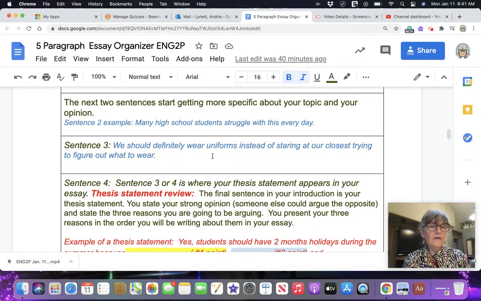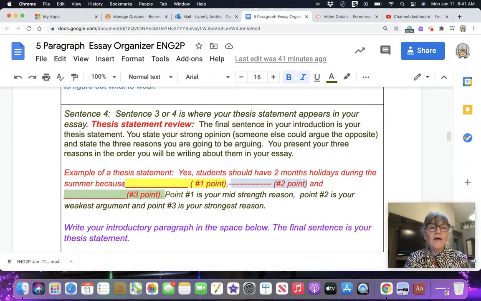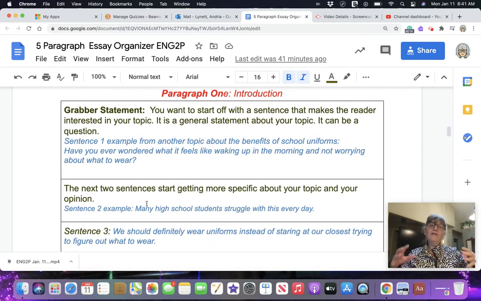Okay, so as I hope you know by now, the most important sentence in your introduction is your, drum roll, thesis statement. Where does it go? Yes, you're right. It is the last sentence in your introduction. So I have a thesis statement here, and this might be like your thesis statement. Yes, students have 2 months holidays during the summer because point 1, point 2, and point 3. Your thesis statement could be very much like that, but you filled in the blanks. That is going at the end of this paragraph. Very important.